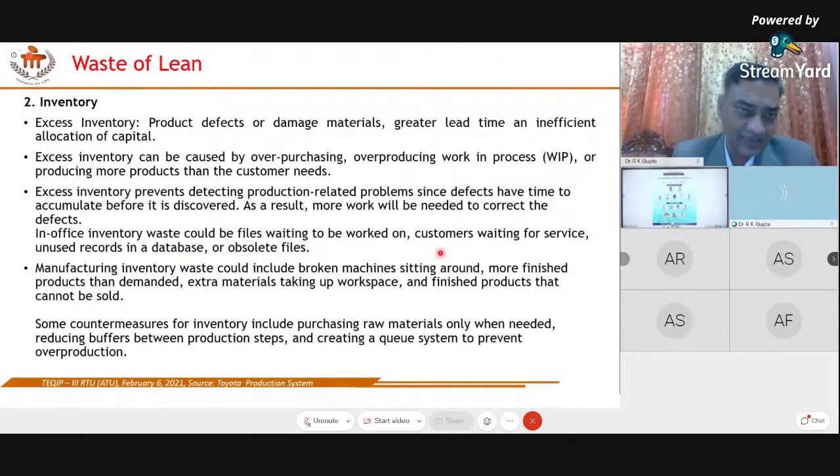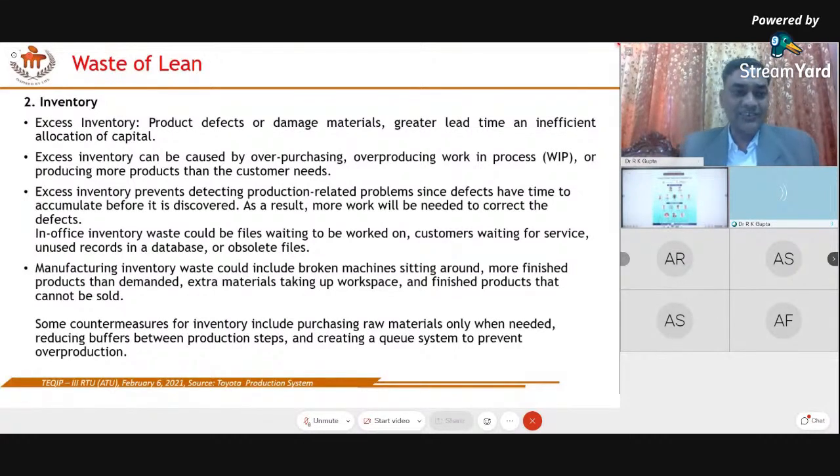If you look at that part, keeping more items in the inventory means you have to pay the space rent, the security charges, and the damage. Keeping items in the inventory, maybe there is some chemical aging, right? So product defects or damaged materials, greater lead time and inefficient allocation of capital. Sometimes because you got the material at discounted prices, most of the capital has gone to purchase this item, and most of the space has gone to keep these items in the inventory. So this is more dangerous.